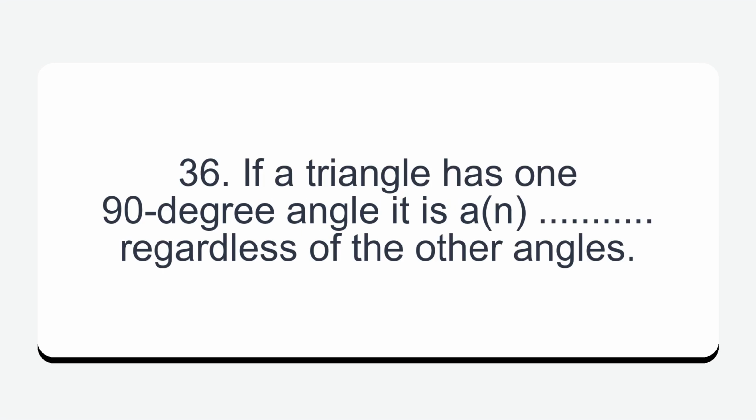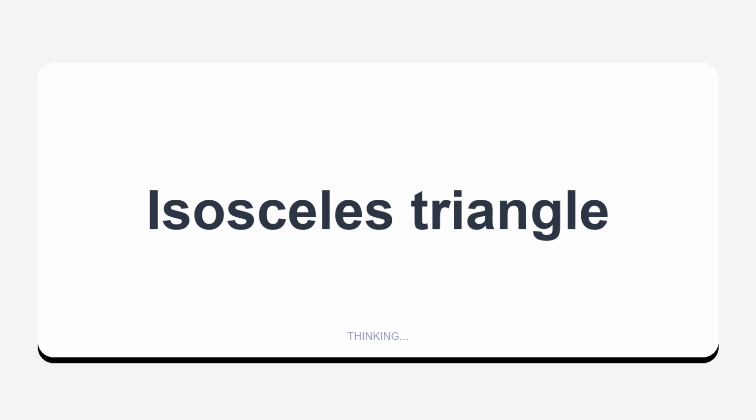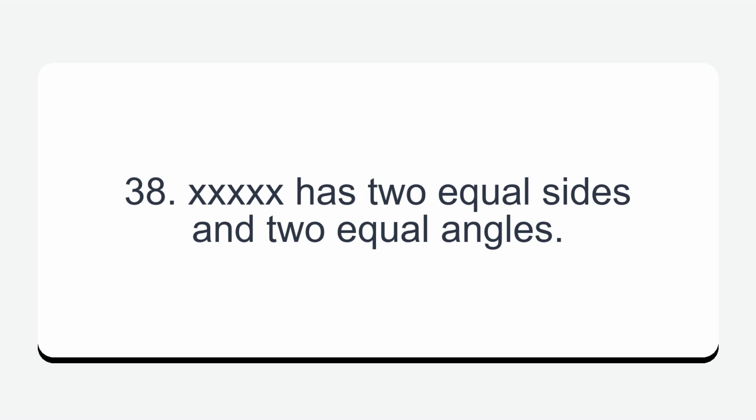36. If a triangle has one 90-degree angle it is a, n, regardless of the other angles. Isosceles triangle. 38. XXXXX has two equal sides and two equal angles. Invert.